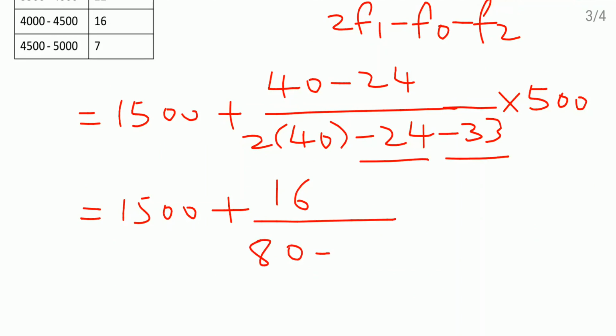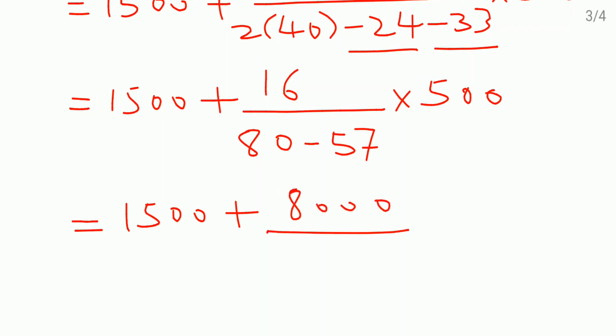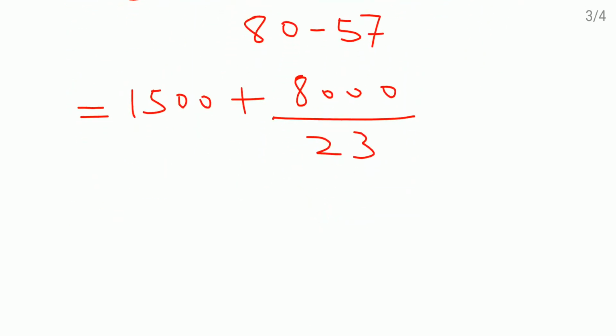Now look at this one. What is it? 80 minus 57 is 23 here, into 500 as it is. Here 1500 plus 16 times 500. 16 5s are 80, so here I'll write down 80 and these 2 zeros, divided by 23. Now we need to divide 8000 by 23.